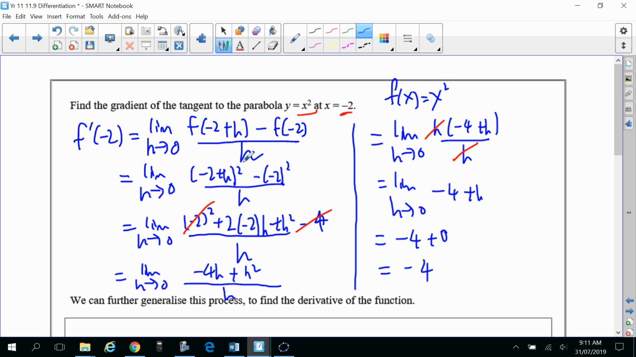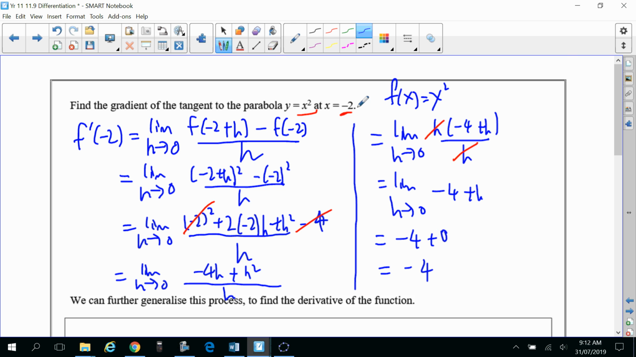Now the question is, why can't we substitute 0 at the beginning? Because we have 0 in the denominator, right? We can't do that. That's why we have the limiting process. We'll do that after the h gets cancelled. If the h doesn't cancel, you made a mistake.